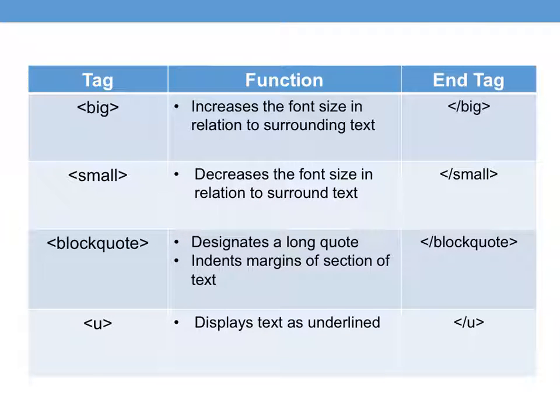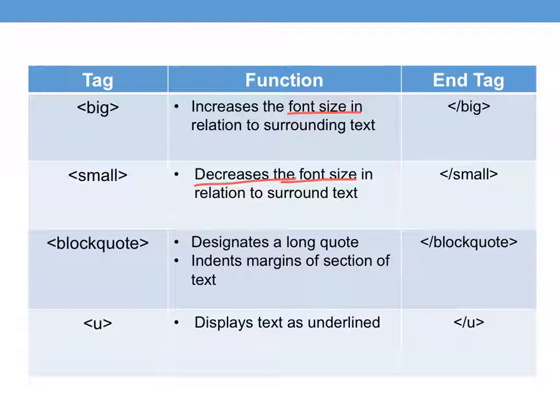Okay, so here we have the next 4 tags. The big tag basically does what you expect it to do. It increases the size of the font in relation to the surrounding text. So this is one that relates to the text around it, and anything with the big tags, it makes slightly bigger. And then kind of the opposite, if you use the small tags, it decreases the font size in relation to the surrounding text. So again, it looks at the surrounding text and it makes the text smaller.